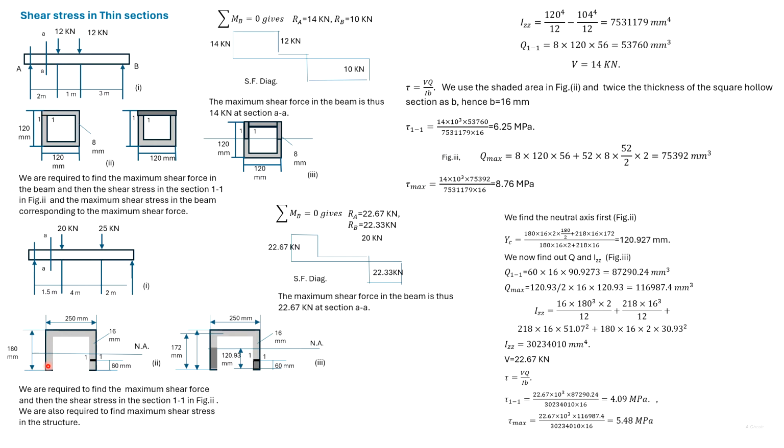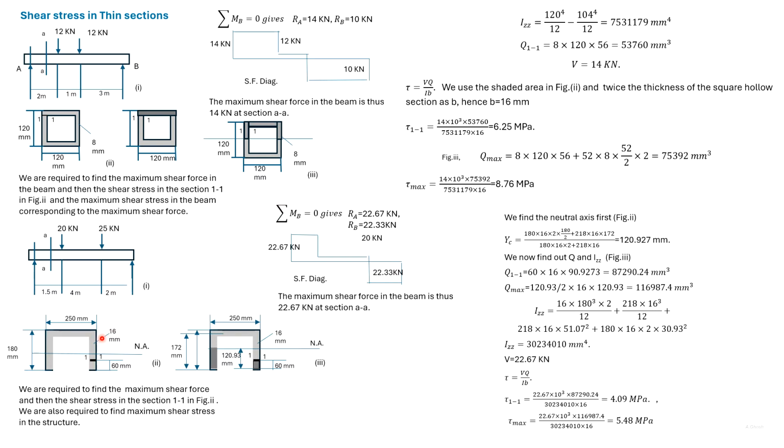Here we have another problem with the dimensions shown, and we are required to find out the stress at section 1.1 and the maximum shear stress in the section for this loading. So again we have drawn the shear force diagram, and the maximum shear force is 22.67 kN. So we find the shear stress at section 1.1 and the maximum shear stress for this loading.